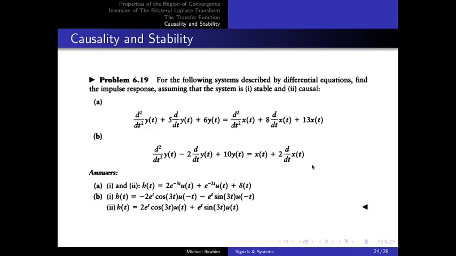And here we have a problem. I want you guys to solve it. We have two systems described by two differential equations. So we can easily transform these into H(s). And from H(s) we can find the impulse response, assuming the system is causal and stable. And we can determine if the system can be both causal and stable at the same time.